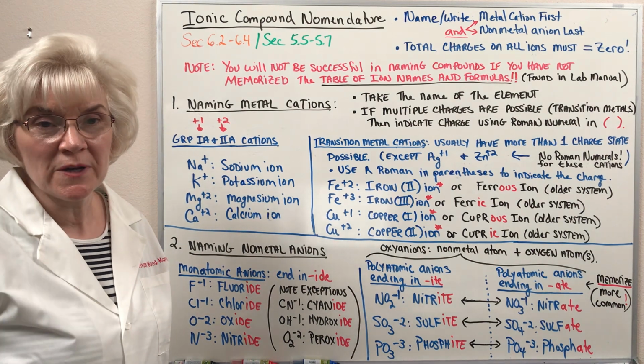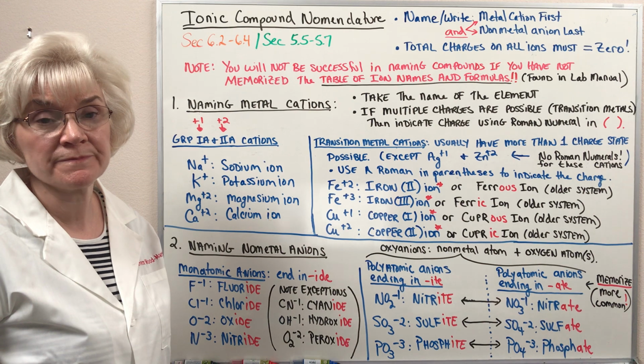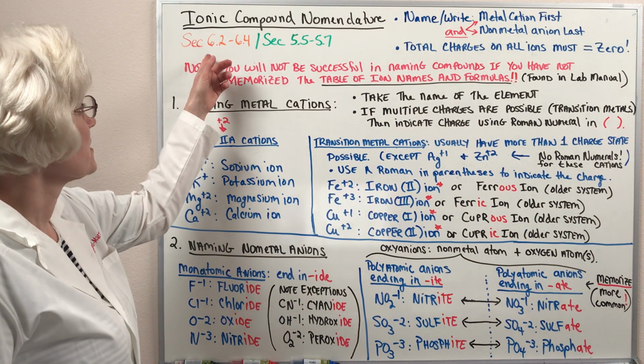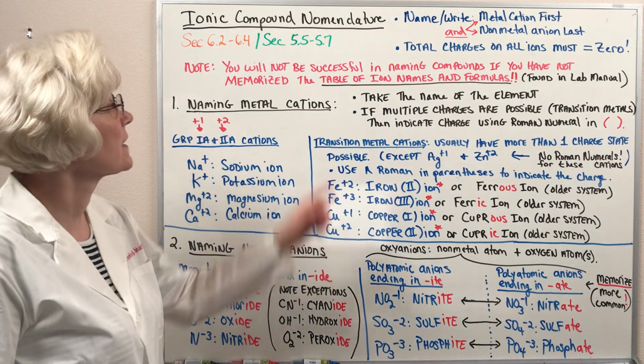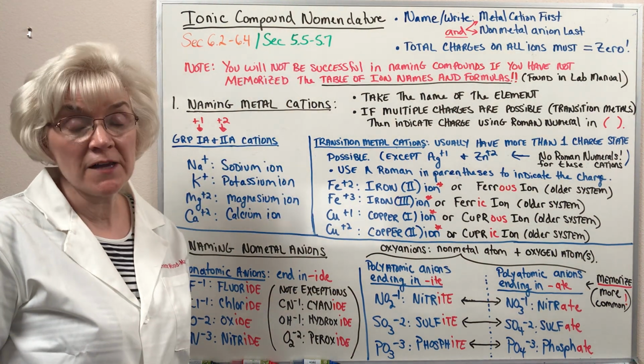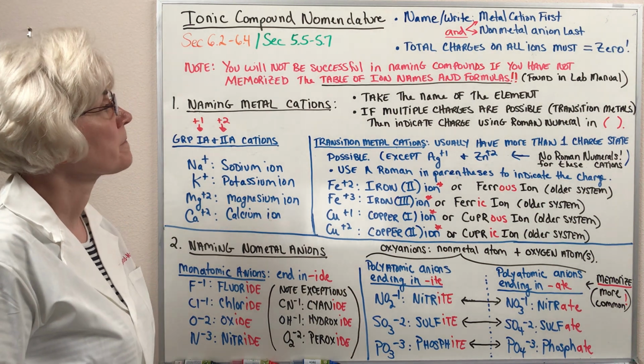The first type of nomenclature that we're going to look at is ionic compound nomenclature. Note that this information is found in sections 6.2 to 6.4 of the Chem 2A textbook and in sections 5.5 to 5.7 of the Chem 22 textbook.